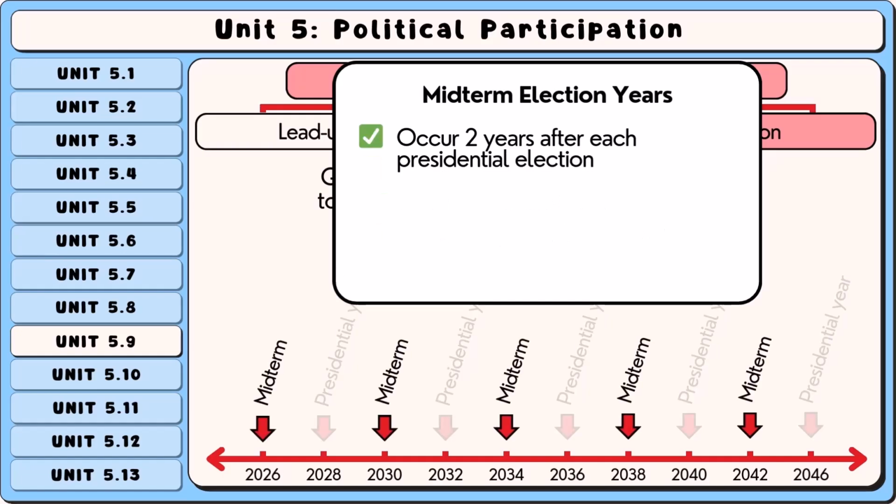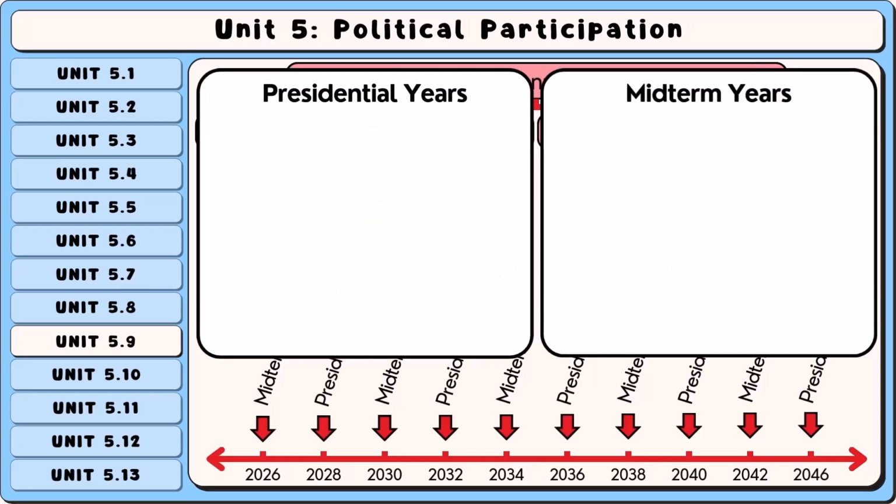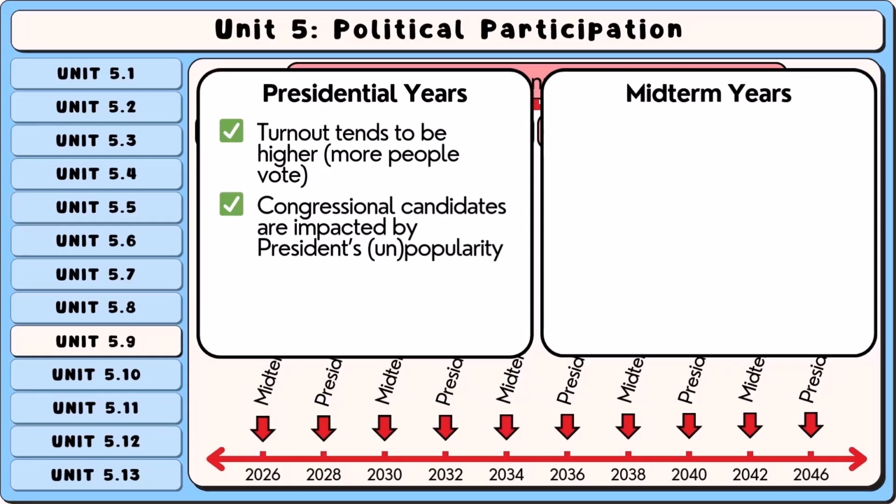Midterm years occur 2 years after each presidential election and are called midterms because they occur in the middle of the president's 4-year term. The president is not up for election, but all of the House of Representatives and a third of the Senate are still voted upon. When general elections are held during a presidential year, turnout tends to be higher, and congressional candidates often get a boost, or a hit, based on how popular their party's presidential candidate is.